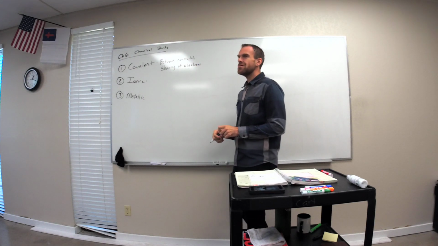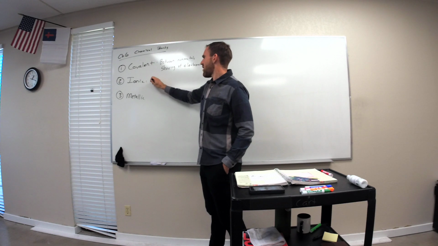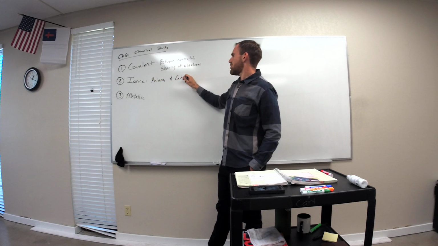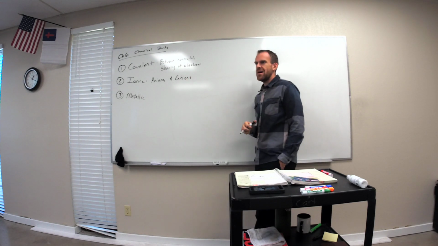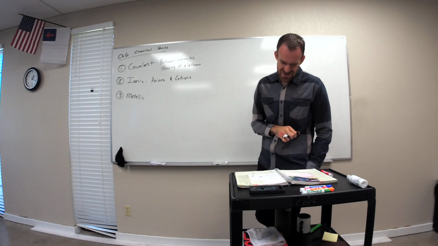Ionic bonds are generally between anions and cations. Anions and cations. So anions are, I always mess this up.